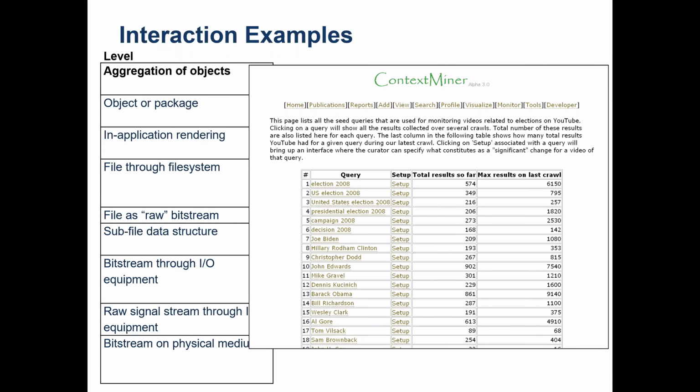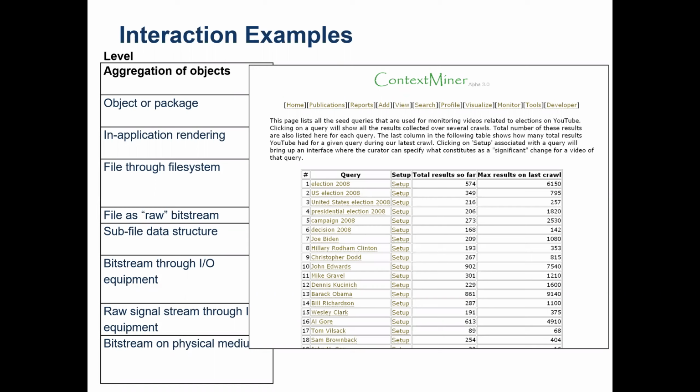So if we look at each of these in turn, here's an example of an aggregation of objects, right? This is using a tool called Context Miner, someone running the software, searching for materials related to a given context. In this case, it was a previous US election, queries related to names of people who had been running for president at the time.